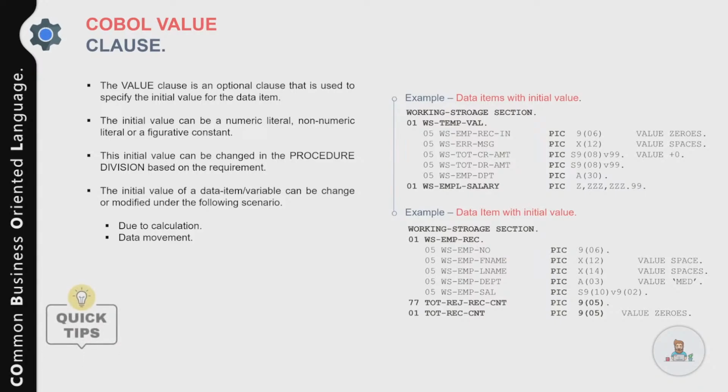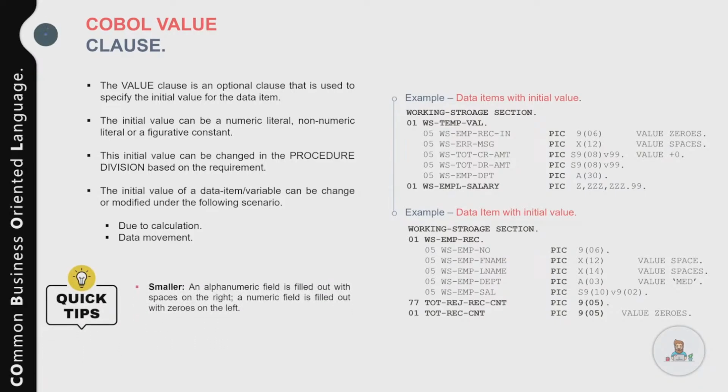Before I wrap up this session, I'm going to highlight a couple of important points. The first one is that if you're assigning a value that is smaller than what you have defined, then if you have an alphanumeric field, it will be filled with spaces on the right. And if you have a numeric field, it will be filled with zeros on the left. And if you assign a value which is larger than what you have defined, then in that scenario we are going to get an error message. That would be a compiler error message, or truncation is going to happen.